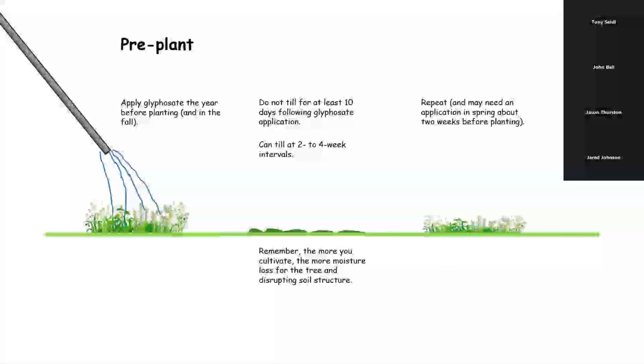But I want to remind everybody, the more you cultivate, the more you till, the more moisture loss for the trees because you're moving that soil. And in some years, holding moisture is critical. And of course, if you do this too often, you're going to destroy the soil structure. It can be beneficial to soil structure if done just a couple of times, but it can be detrimental if overdone. You're not trying to turn the ground into powder.